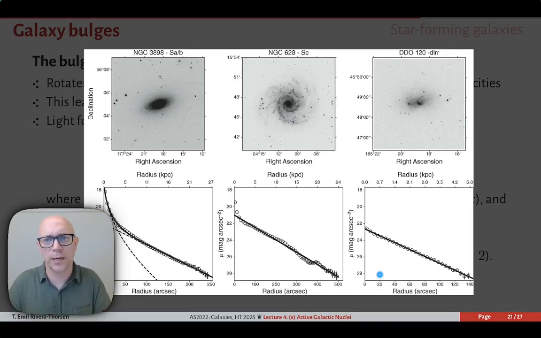Although now I come to think of it, that dark matter halo might not necessarily have given it this disk shape, so just forget about that.